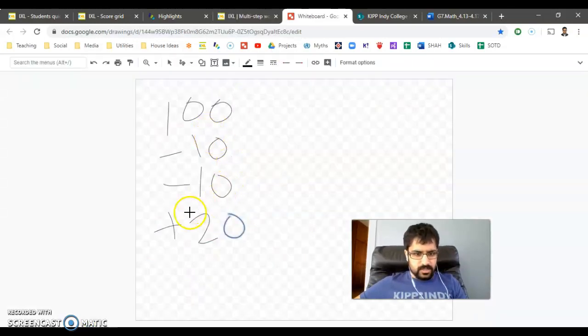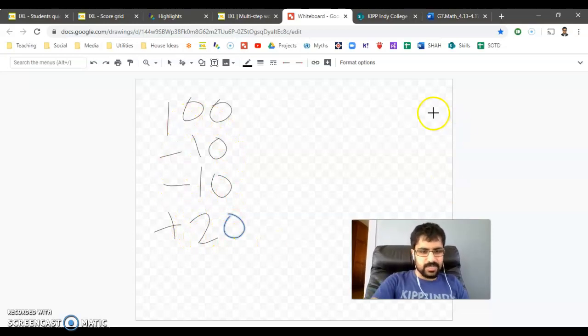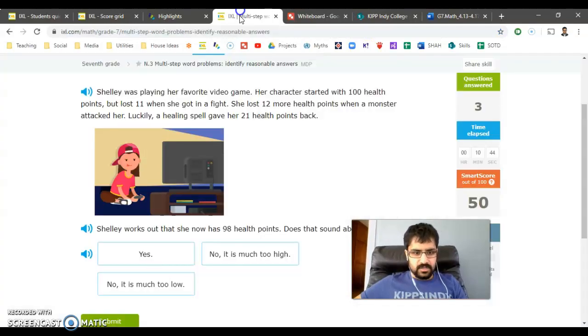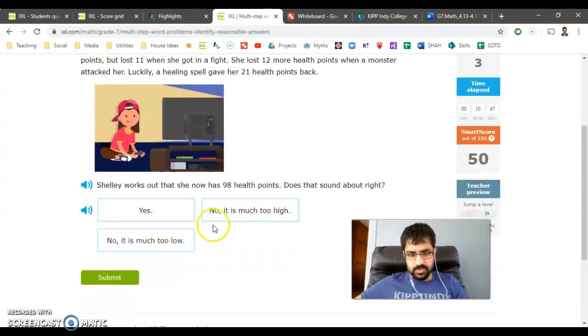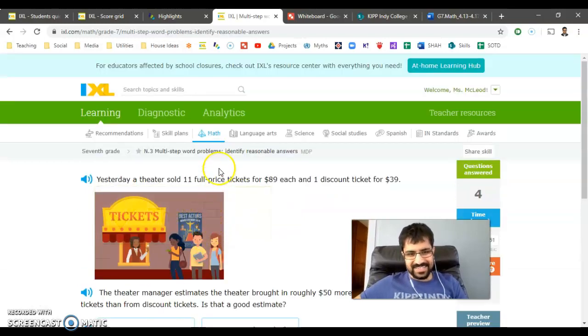Well, if I do this, I get close to 100. I estimated 98 is pretty close. That seems about right. It's not much too high or much too low. It's fairly close. Good job, Shelly. I think you're right. And so does IXL.